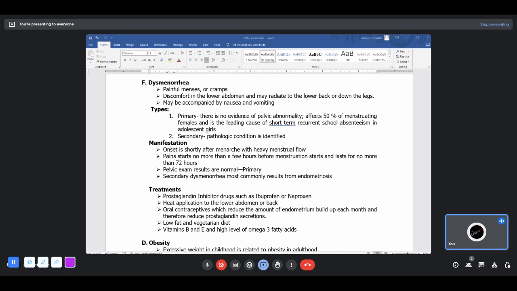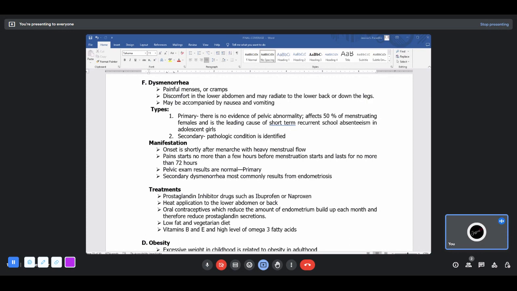Sa manifestations natin, onset is shortly after menarche. When we talk about menarche, this is the first menstrual period. Ito yung pinakaunang menstruation with heavy menstrual flow. Pain starts no more than a few hours before menstruation and lasts for no more than 72 hours. Okay, for the pelvic exam naman, the results are normal. So this is a primary.